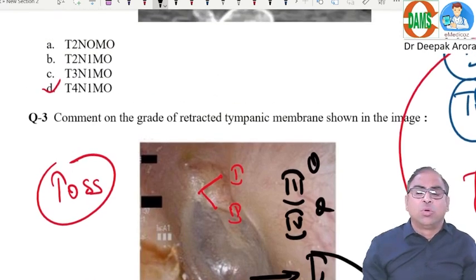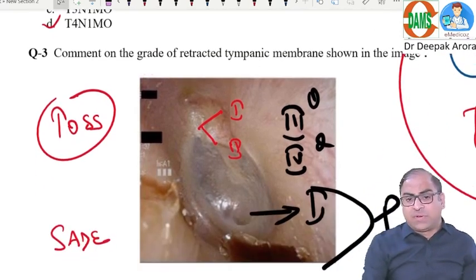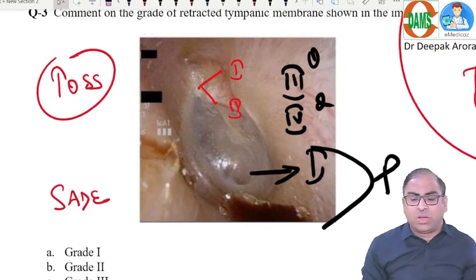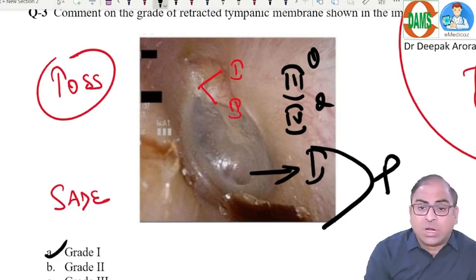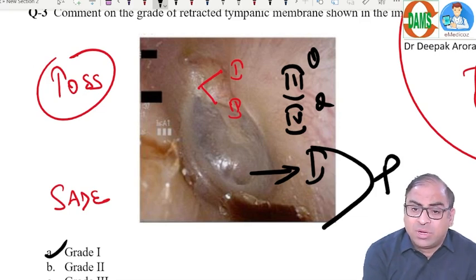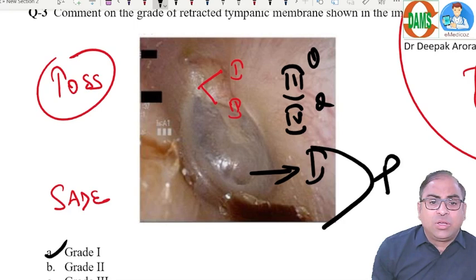The examiner was asking you about pars flaccida because the cone of light, the lower part, seems to be normal. So I will be going in favor of the TOS classification, and that will be your grade 1, because no other landmarks are visible, only a dip visible at pars flaccida. So the answer will be grade 1.